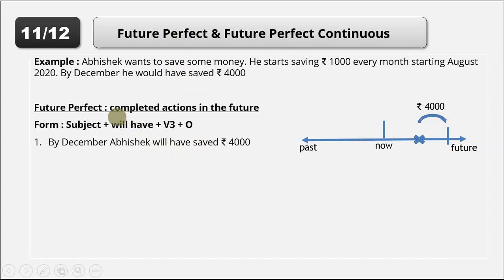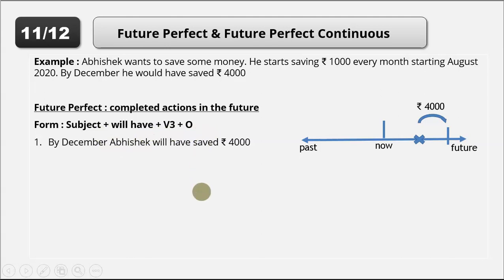A future perfect tense is used for completed actions in the future. So if you look at this, it is a completed action in the future by December. He starts in the month of August and by December it is complete. So this is what future perfect is. It is completed actions in the future. And what is the formula? Subject plus will have plus verb 3 plus object.